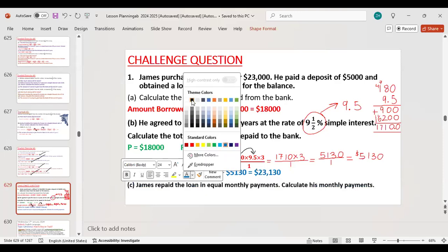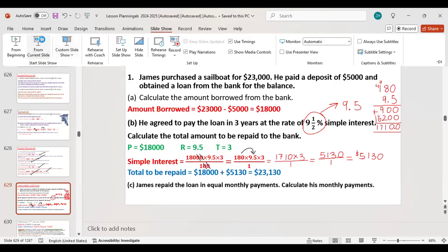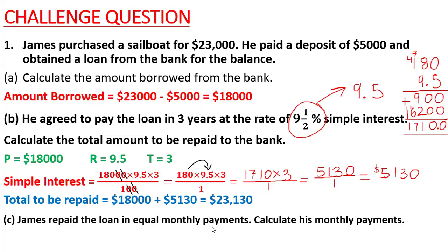Just see why it's called a challenge question now. Oh boy. So he repaid his loan in equal monthly payments. How much does he have to pay back to the bank? He has to pay back 23,130. Very good. Let me ask it again.